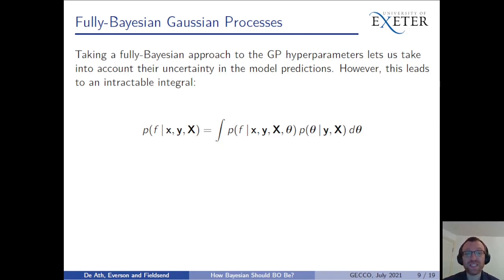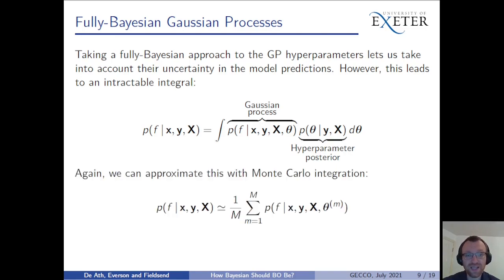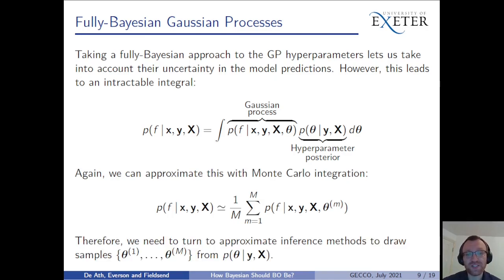The posterior predictive distribution of the fully Bayesian GP is an integral over all possible hyperparameters. It contains 2 terms. The left-hand term is the normal GP, which we can evaluate in closed form, but the right-hand side is the hyperparameter posterior, which is intractable. Again, we can approximate this distribution with Monte Carlo integration. Therefore, we need to turn to approximate inference methods in order to draw the samples needed for this approximation.